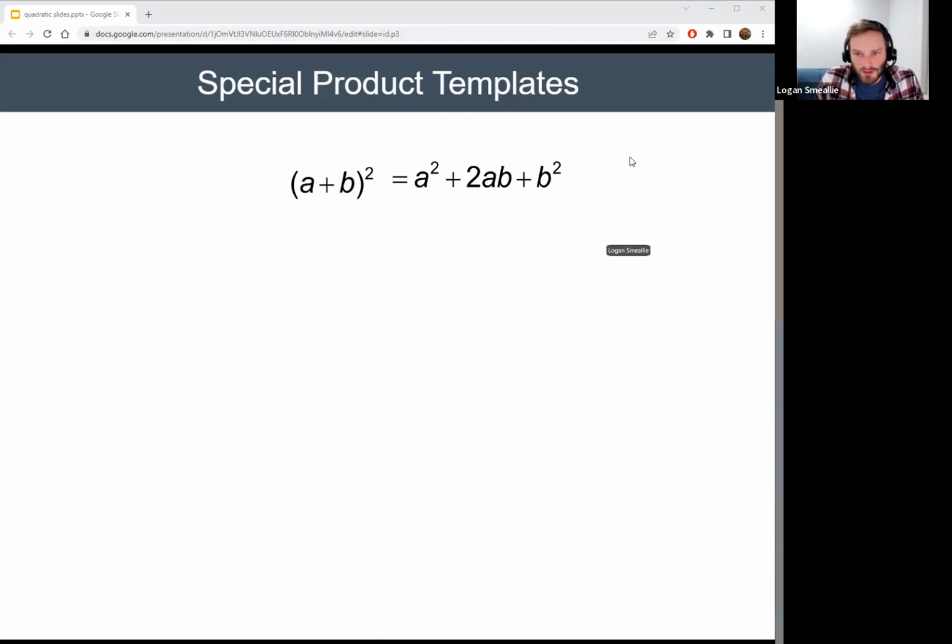Worth flashcarding that. We'll see this in action in a minute, and that will make it a little bit easier to get a hold of why this can help. But first, quote unquote, special product here.